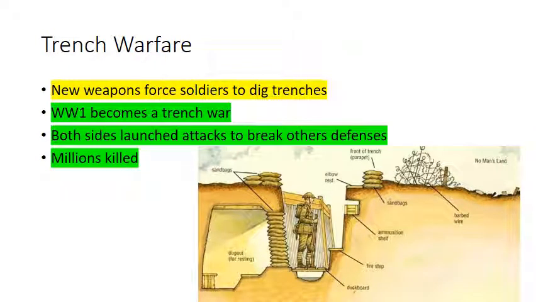Because of these new weapons, soldiers are forced to dig trenches for defense. World War I becomes a trench war. Both sides launch attacks against each other's defenses, against each other's trenches. The attacks against these defenses lead to mass casualties. Millions are killed for very little.